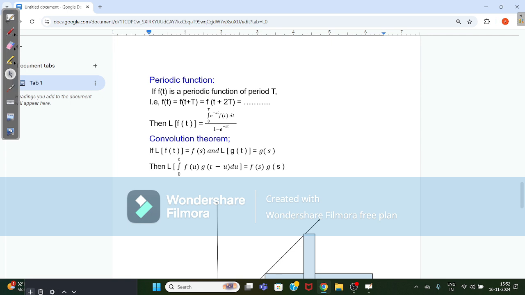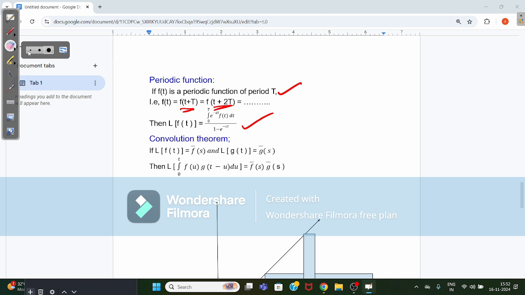Now comes the periodic function. If f of t is a periodic function of period T, then f of t is equal to f of t plus T, f of t plus 2T, and so on. Then L of f of t is equal to the integral from 0 to T of e power minus st f of t dt, divided by 1 minus e power minus sT.